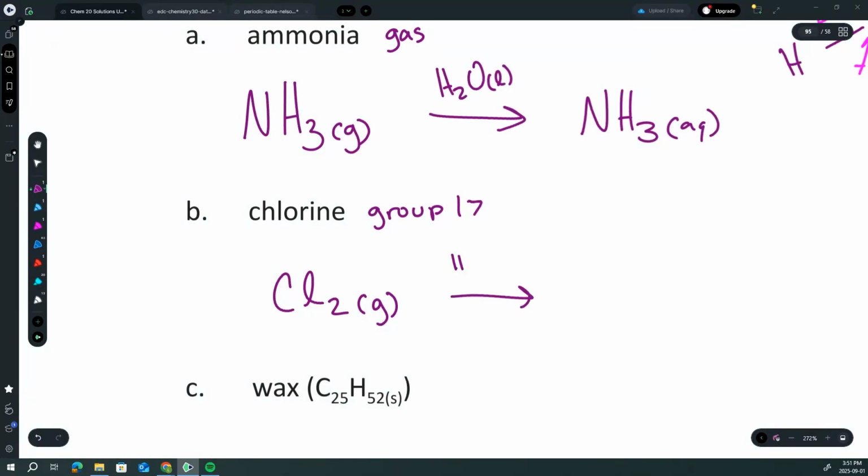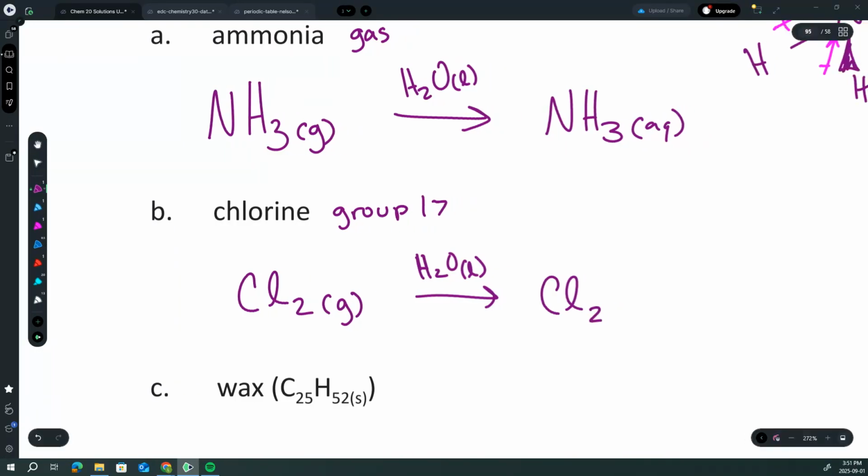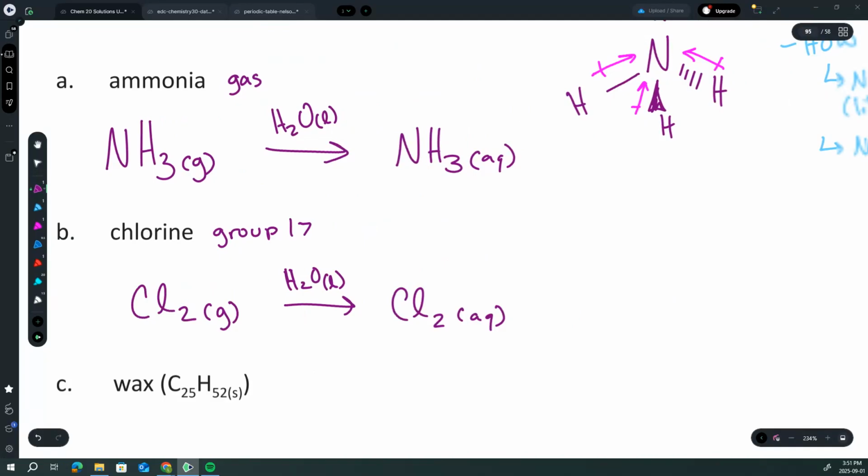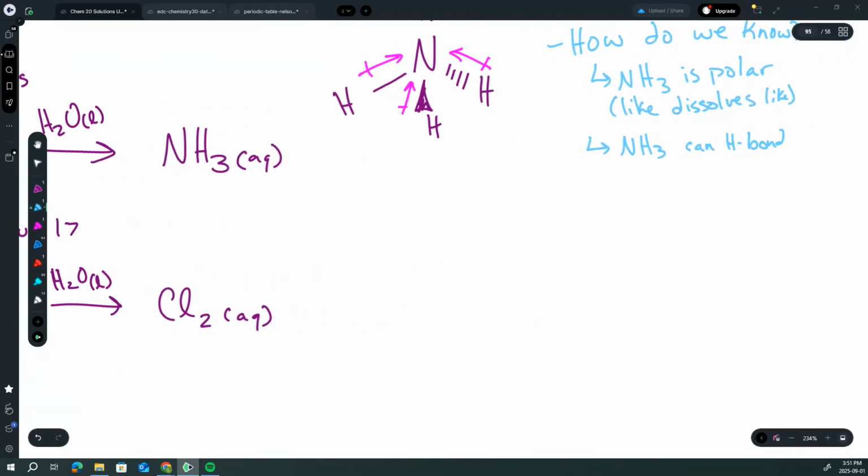Okay, so water. And HOFBrINCl, so chlorine is one of our diatomic elements. And how we remember our diatomic elements is the mnemonic device, HOFBrINCl. So, how do we know? Group 17 elements are very soluble.